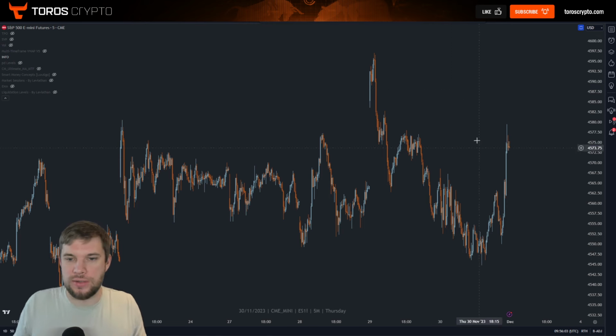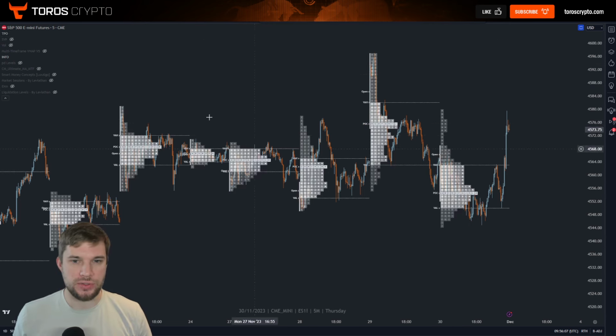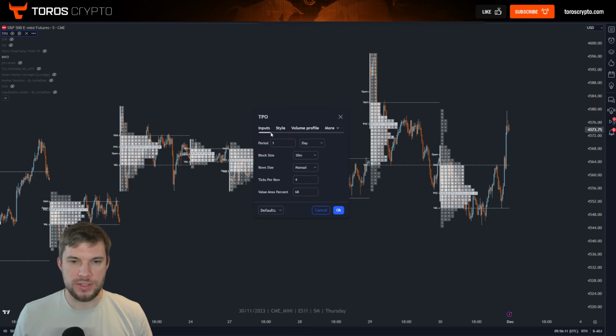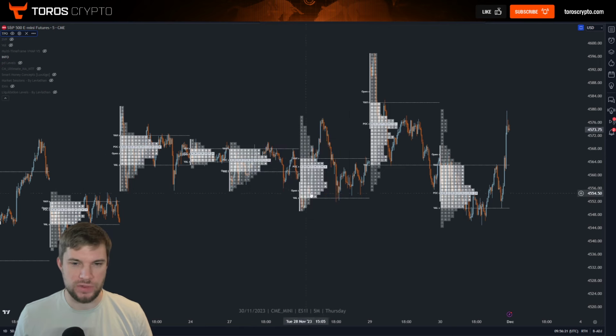The next thing that you're going to need is a TPO. So I just use the stock TPO from TradingView. If I'm trading on the ES, I'm using 4 ticks. If I'm using the NASDAQ, I'm using 10 ticks. And that gives you a nice visual representation of what you're looking for.